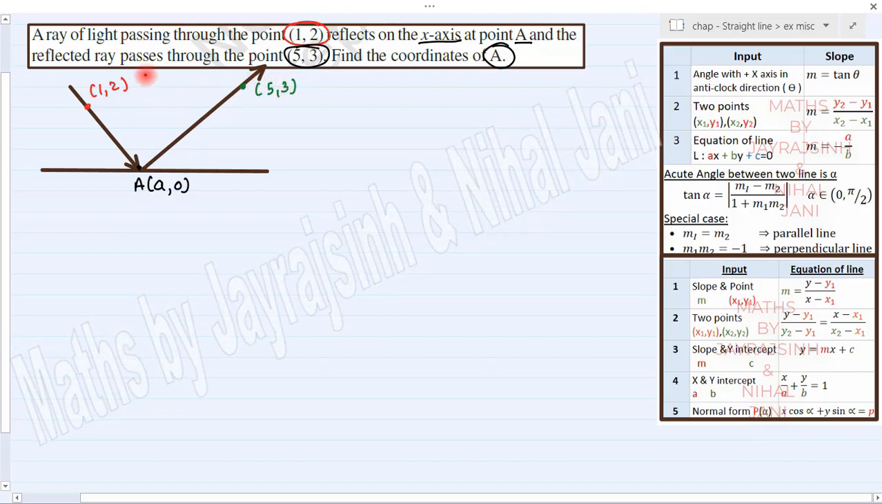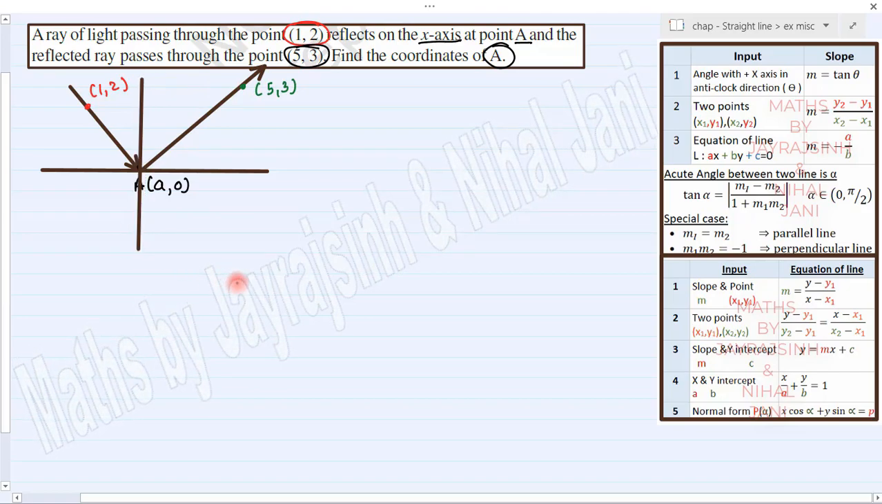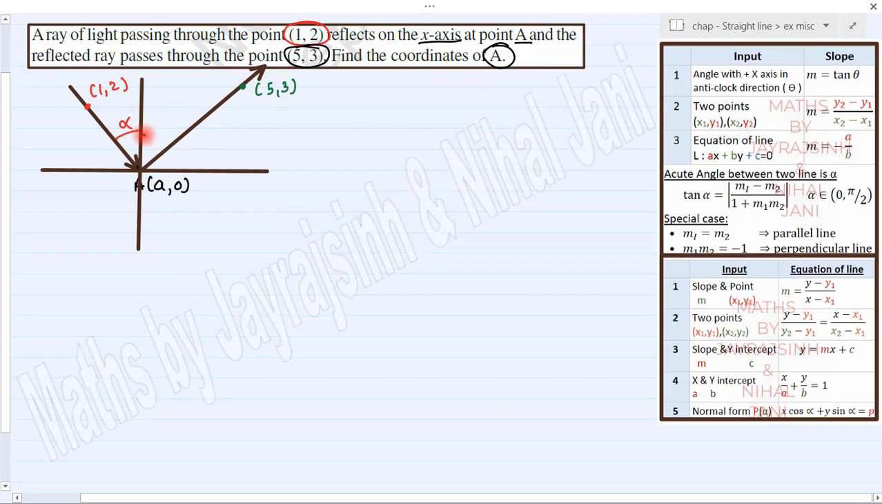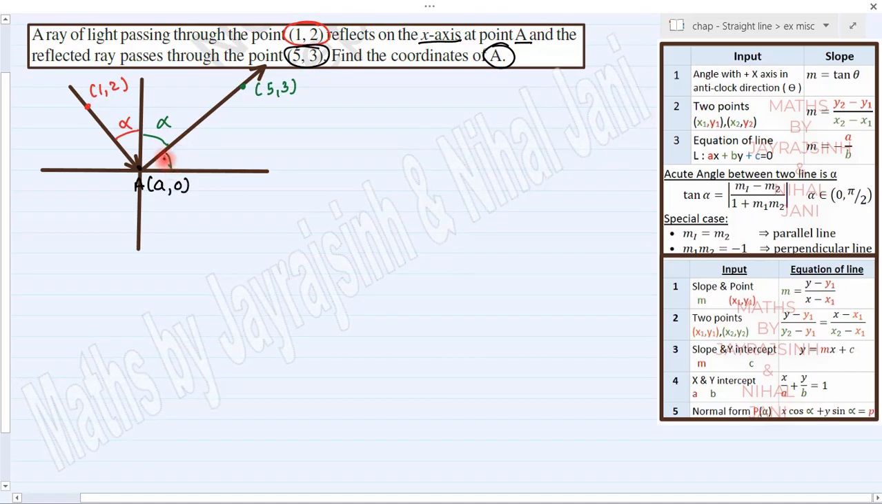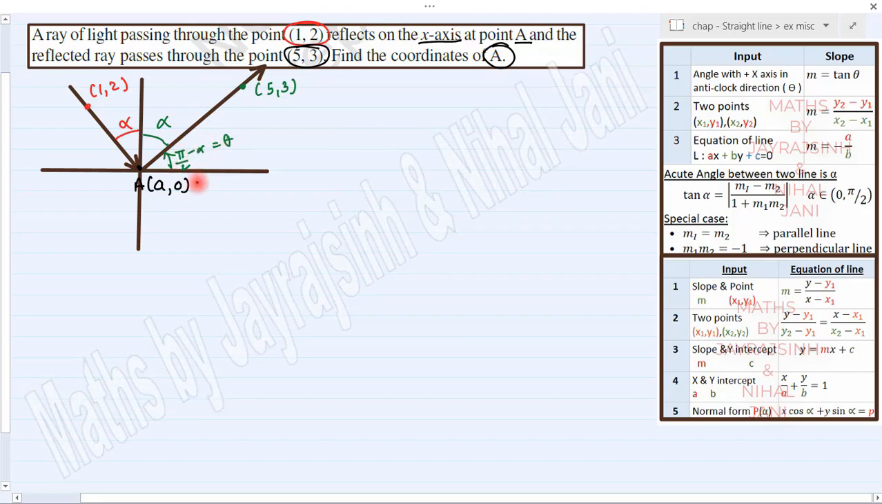Now if we draw a normal from the incident point, we can say the incident angle, let's assume as alpha, will be equal to the reflected angle. So this angle will also be alpha. So we can say this angle must be pi by 2 minus alpha, or let's say this is theta. Similarly, here we'll get pi by 2 minus alpha, which is the same as theta.